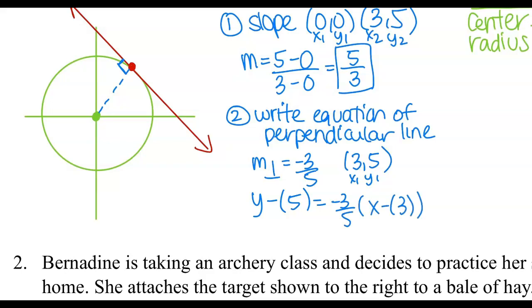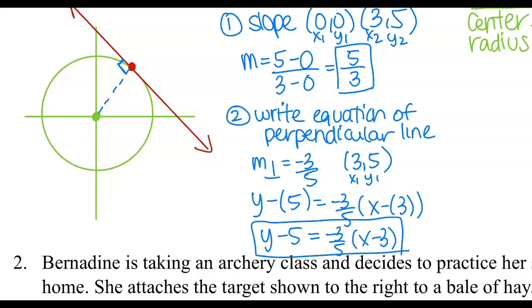Even now, I still plug in my point using parentheses just in case any of your signs change. Since none of them do, I'm just going to rewrite this as y minus 5 equals negative 3 over 5, x minus 3. This would be the equation that I look for on a test or quiz. If I ask you to write it in slope-intercept form or standard, you should know how to get that equation from here.